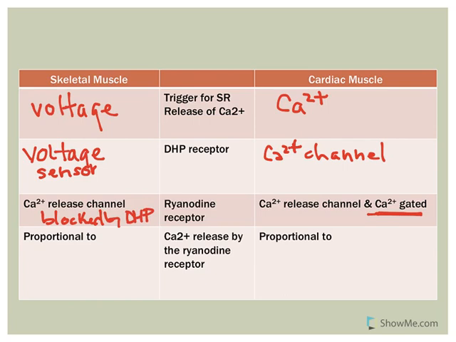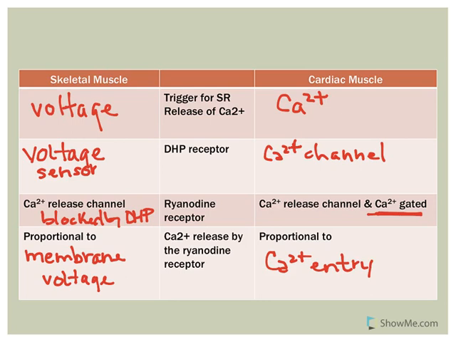Now, the amount of calcium released by the ryanodine receptor in skeletal muscle is directly related to voltage. It's proportional to membrane voltage. The greater the voltage, the more calcium that's going to be released. In cardiac muscle, it's proportional to the amount of calcium that's entered. So there's a little bit of a difference there. Those are the main things I want to cover for cardiac muscle. The next recording is going to look at smooth muscle.